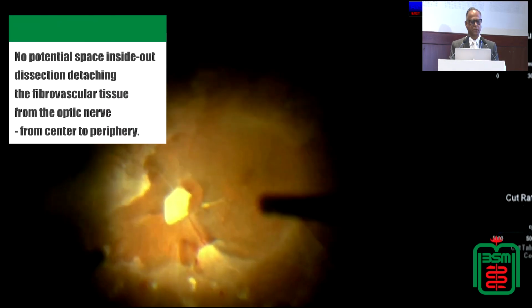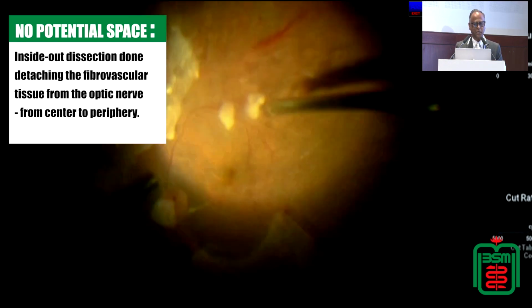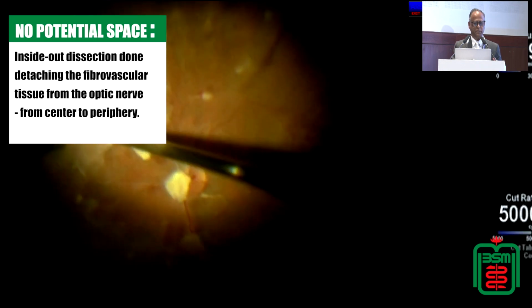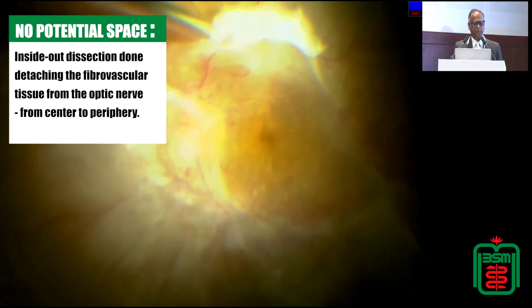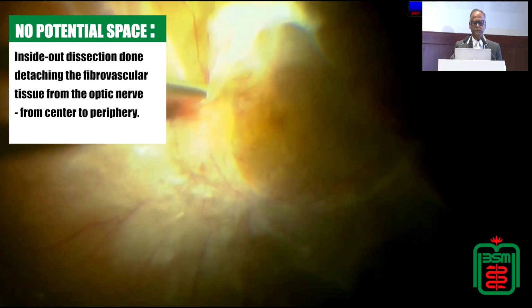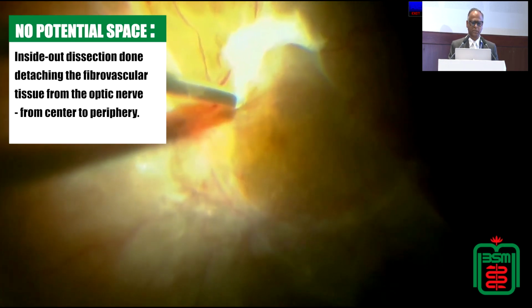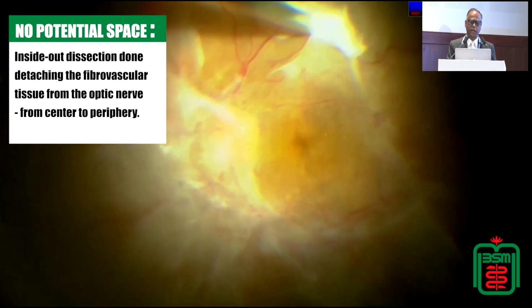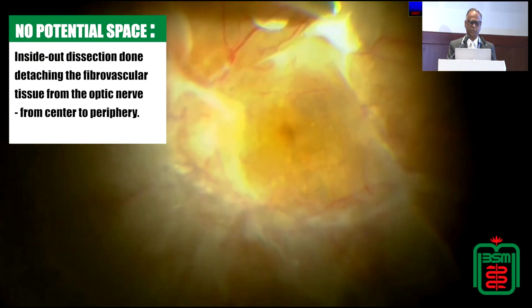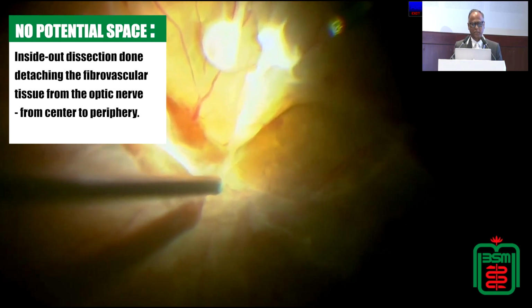Another thing: if there is no potential space, you have to cut the vitreous in such a way that inside-out dissection is done, from the optic nerve and from center to periphery, for the fibrovascular tissue cutting. These are the techniques everybody is using in our cases, but very cautiously, to find the gap between the retina and the membrane. This is the most important, and you have to dissect very slowly and carefully so that there is no iatrogenic break.